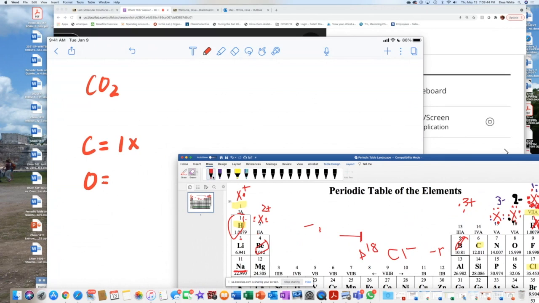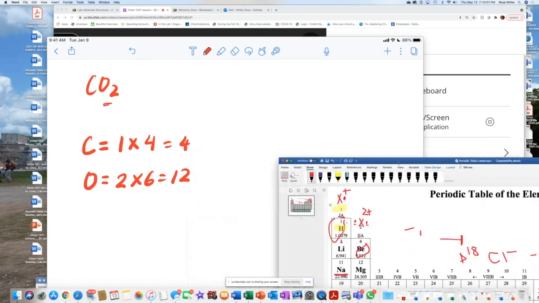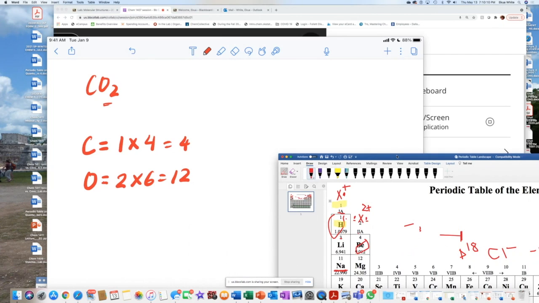So carbon is in group 4 right here, right? So from carbon, I have 4, 1 times 4. And then from oxygen, it's group 6. I got 6. But in my formula, I have 2 oxygens. So 2 times 6 equals what? 12. This is 4. 4 plus, oh, my bad. Let me scoot this over. I don't need this anymore right now. Okay, 4 plus 12 equals 16. Okay, so now we have CO2. With CO2, we end up with 16 valence electrons.